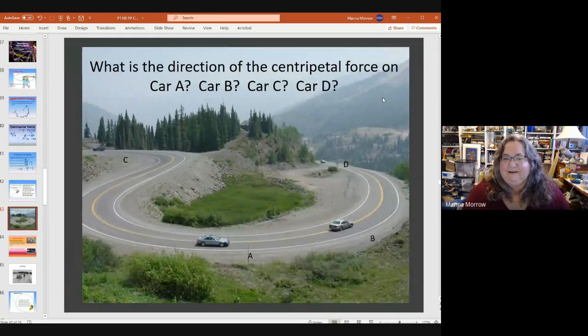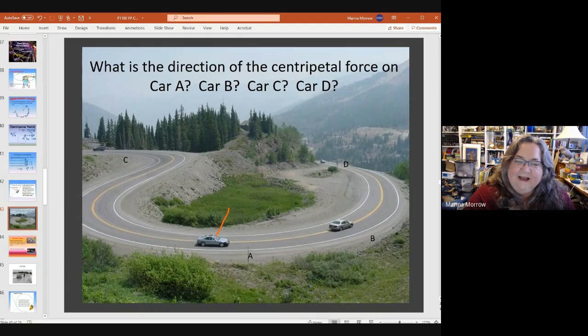Okay, so let's look at these different cars. What's their centripetal force direction? Well, for car A, its curve is like that, so its center must be here, right? And car B is going around the same curve, but yeah, its centripetal force must be that direction. Car C is going around this point, so its force would be that direction. Car D, well, it's going straight, so it doesn't need a centripetal force.